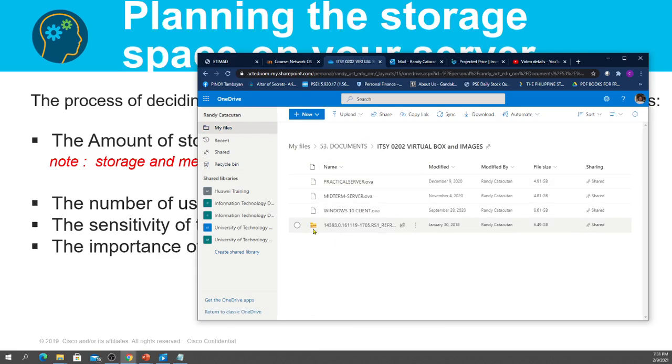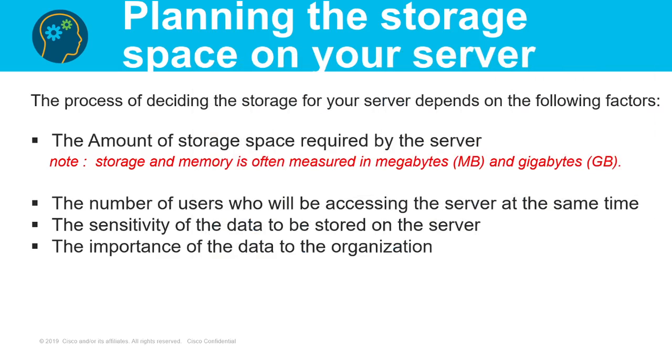This is the installer. This is Windows 10, midterm, practical, final exam. Why is the final exam not here? Because the final exam was conducted in the campus. Meaning the exam was in the college.